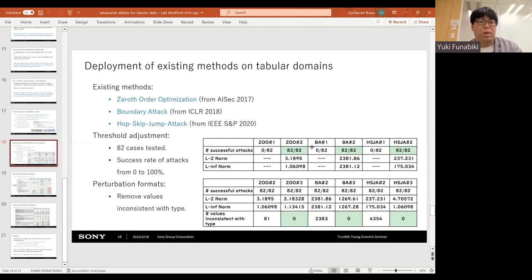So this is the big difference among them. And the difference between Boundary and HopSkipJump is that they use the same concept, but HopSkipJump is more efficient than the Boundary attack. So you can imagine that HopSkipJump is an improved Boundary attack. I think it's correct.